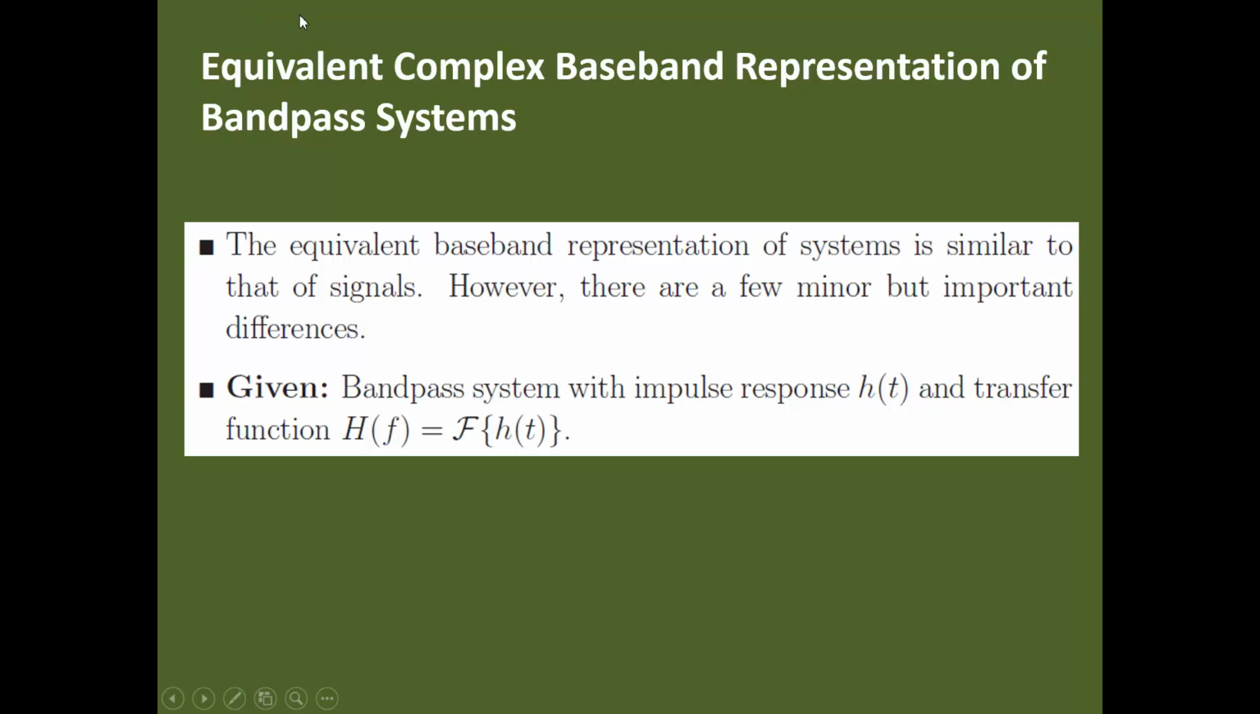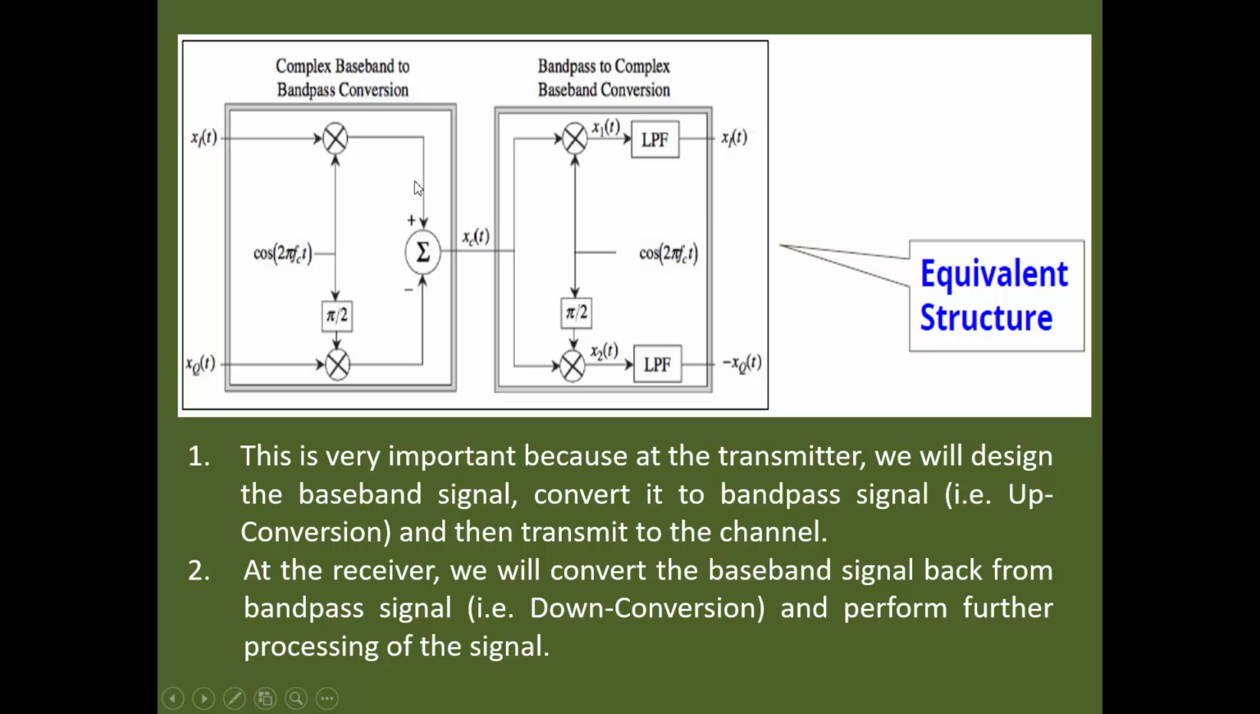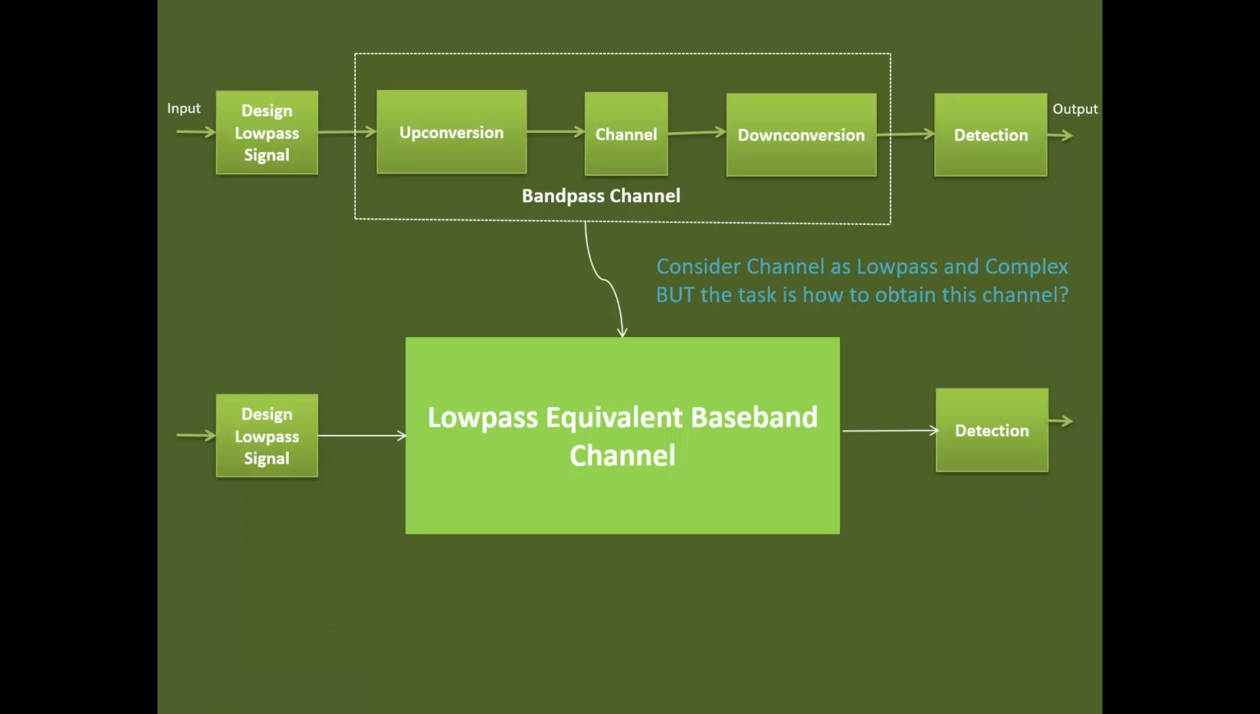Okay. So, equivalent complex baseband representation of band pass systems. Earlier we dealt with the signals. Now since this is a band pass system, we have to look for the low pass equivalent baseband system. So we must understand the difference between the signal and the system. So this part is the signal. We have to now deal with the system. We have to look for the low pass equivalent baseband system for a band pass system.